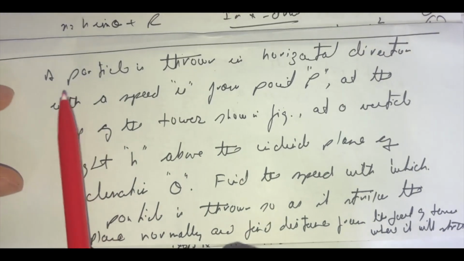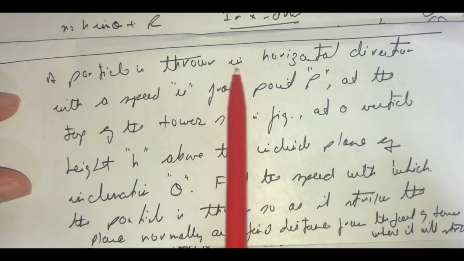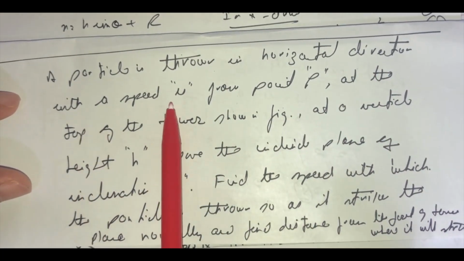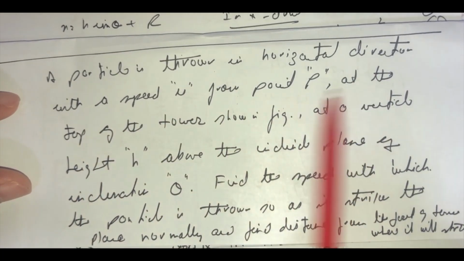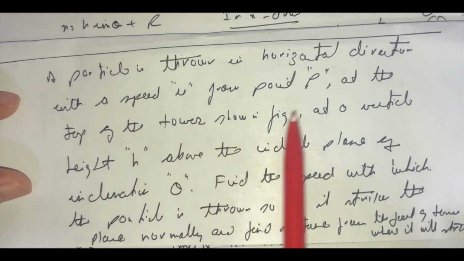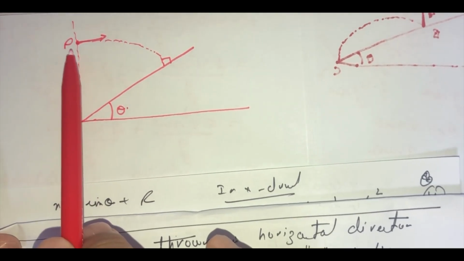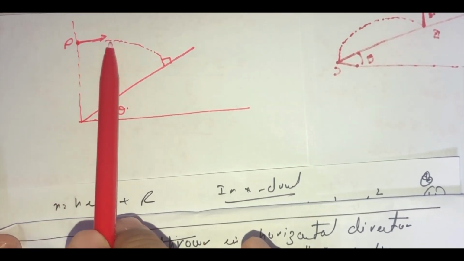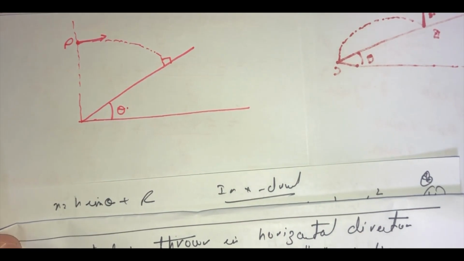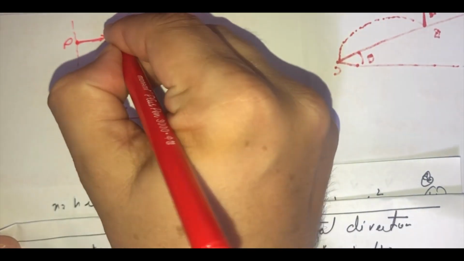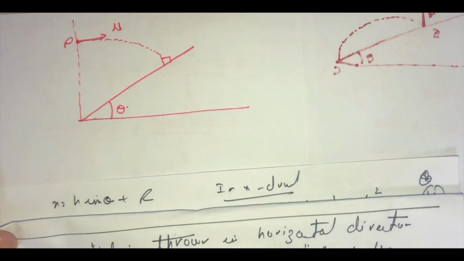Next question is, a particle is thrown in a horizontal direction with a speed u from a point P at the top of the tower as shown in the figure. This is the figure. This is a tower, it's a point P, and it is thrown horizontally with a speed u. We can write that this is speed u.